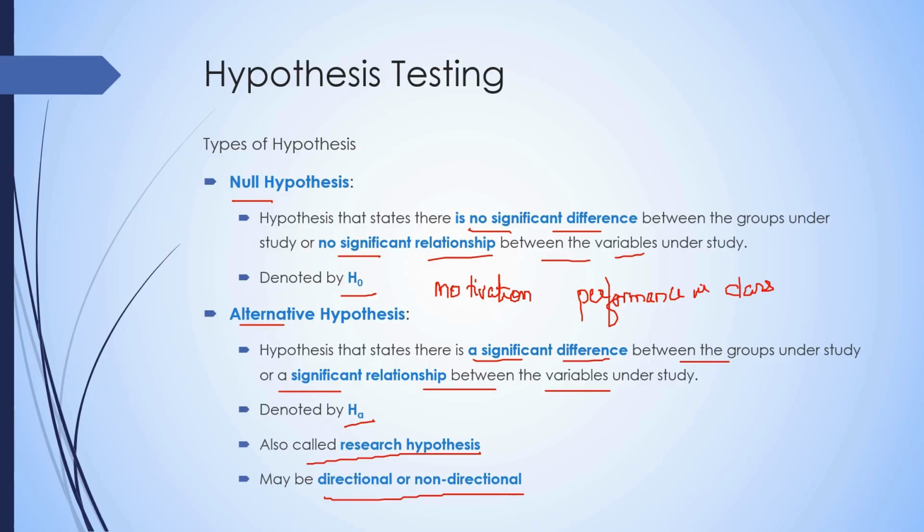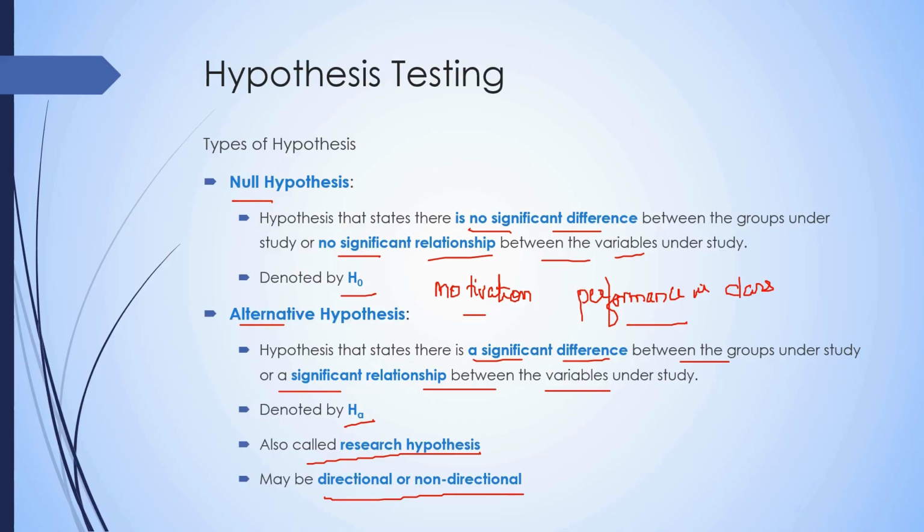Okay. My alternative hypothesis would say, yeah, go ahead, continue with the study because there is a significant relationship between motivation and performance in class. When I'm saying that there is a significant relationship between motivation and performance in class, I'm saying that there is a relationship, but I'm not saying what the relationship is. Like if more motivation will positively affect the performance, or lack of motivation results in less performance in class. I'm not saying what the relationship is, but I'm saying there is a relationship.